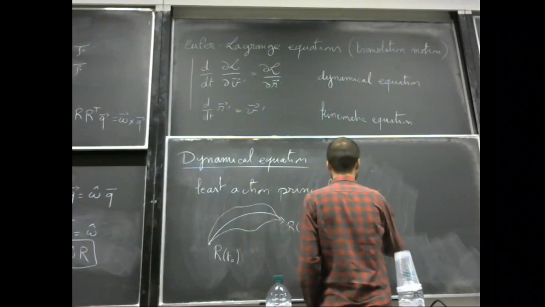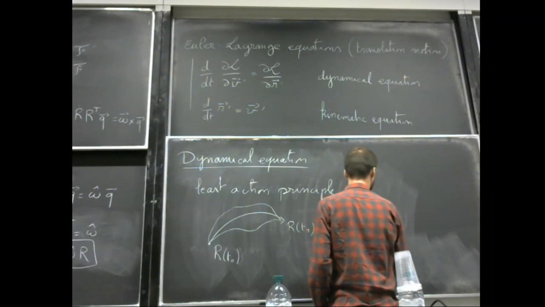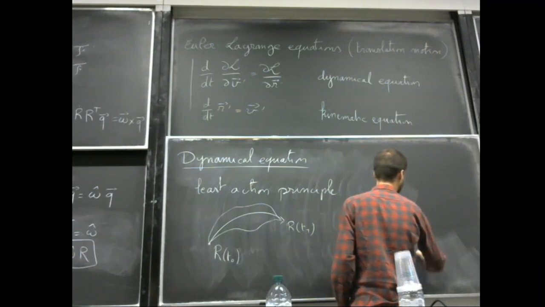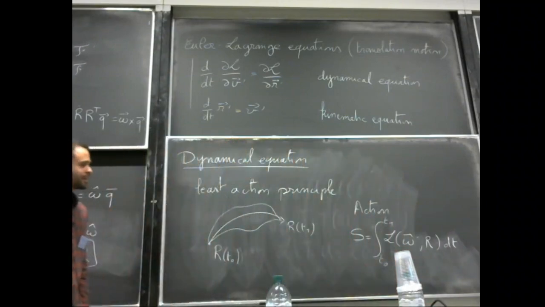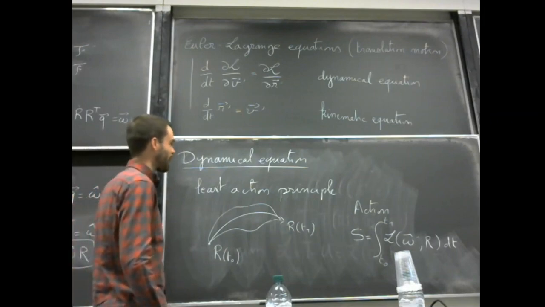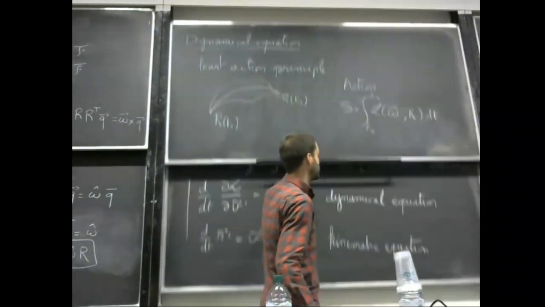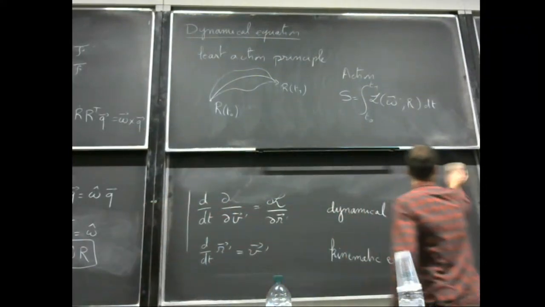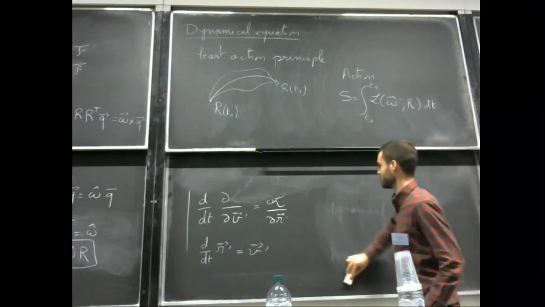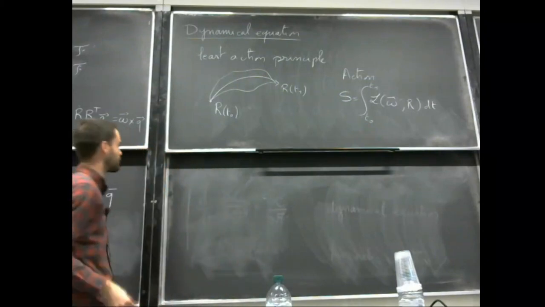And the action is given by S equal the integral from t0 to t1 of the Lagrangian L(omega', R) dt. Here I don't put the t, so it doesn't depend on time. So this is the action, and we want to minimize the action, so we will take a variation of the action. I do that as a physicist, I don't know if it's very rigorous for mathematicians. This is well known in mathematics.